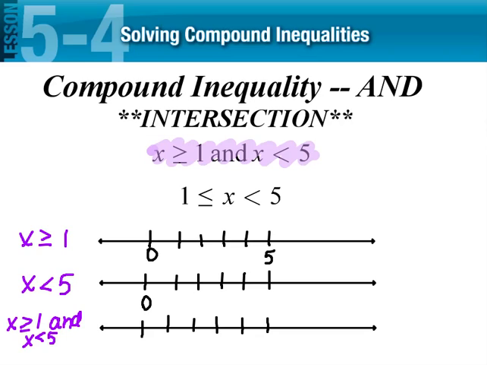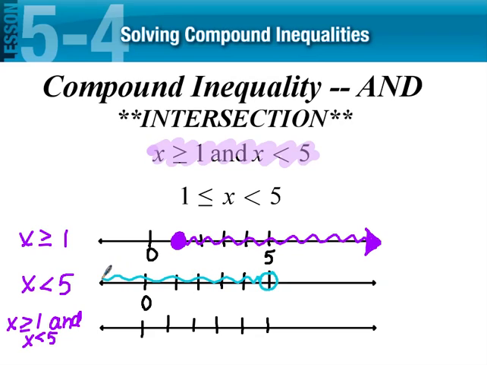So what will I do? For x is greater than or equal to 1. Draw, okay, close circle on 1. Which way will I shade? Good job. Okay. Now, x is less than 5. What will I do? 5? Open circle. Good job. And then shade which way?